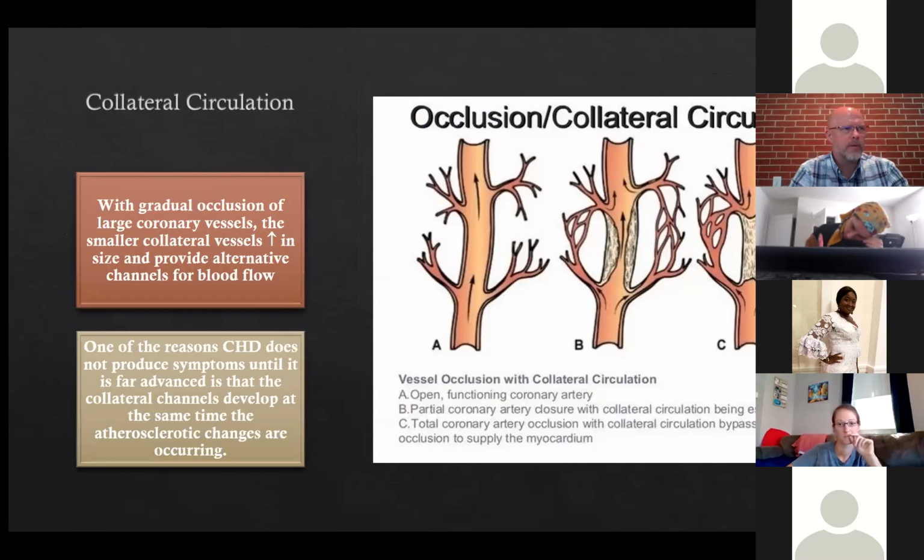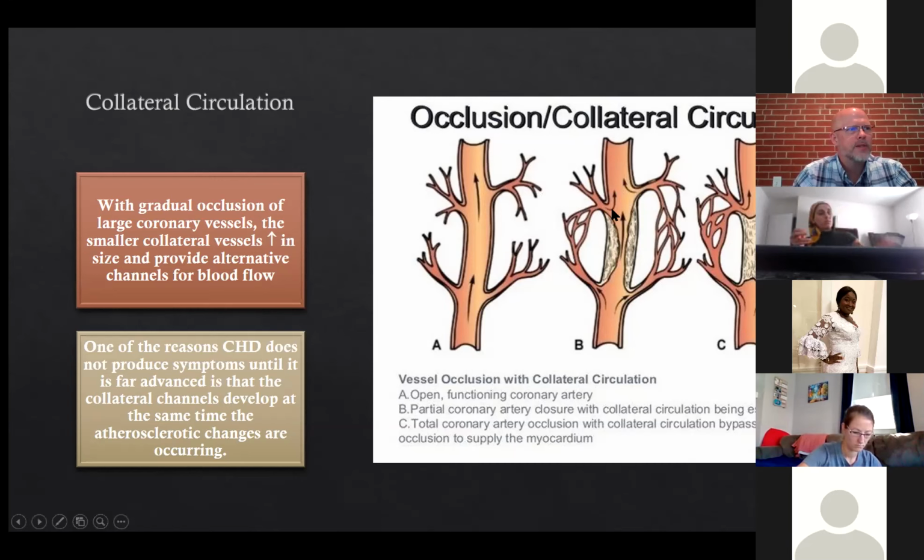Important concept to remember here. Has anybody heard of collateral circulation before? So over time, if I have been building up plaque anywhere in my body, so remember, atherosclerosis is not restricted to just the heart. It can happen throughout the body. Your body recognizes the decrease in blood flow and starts to create additional channels for the blood to get around it. So kind of think of it like a highway. As the highway gets packed with cars, we start building other roads to get around it, right? That's essentially what your body has done up here.